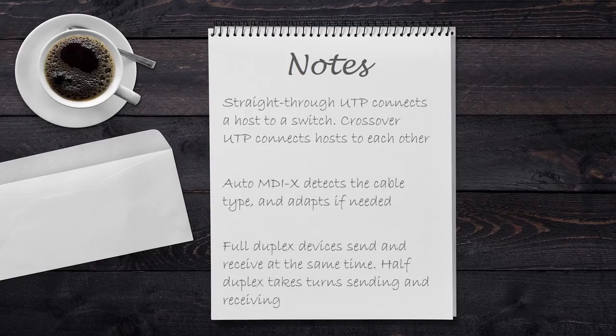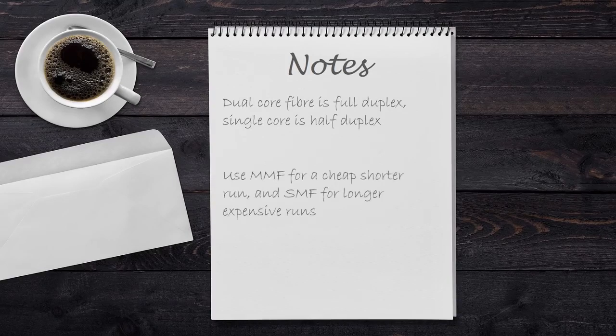An example of this can be found in fiber cabling. Dual-core fiber is full duplex. Single-core is half duplex. If you want a short and cheap fiber run, you can use multi-mode fiber. If it has to be longer, you need the more expensive single mode. You also need to use the right transceiver in the device you're connecting the fiber to. If cables aren't going to work for you, then you can consider using wireless access points to create a wireless network.